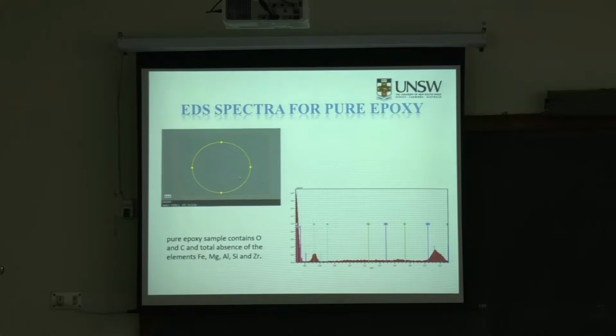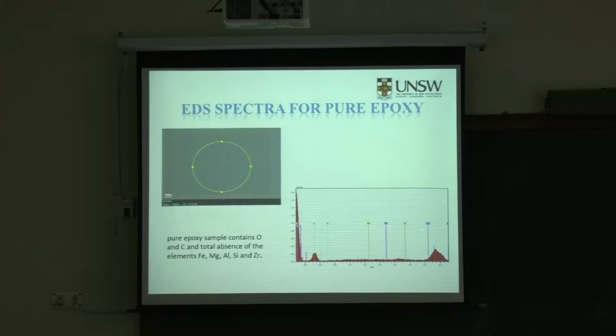Now, EDS spectra of pure epoxy, so here there is no fly ash. It's pure epoxy. It shows oxygen and carbon and total absence of the elements like iron, magnesium, aluminum, silicon, and zirconium. So these are the things which you get. This is oxygen and carbon. But the other peaks are all not present, the other peaks which were there in the fly ash.